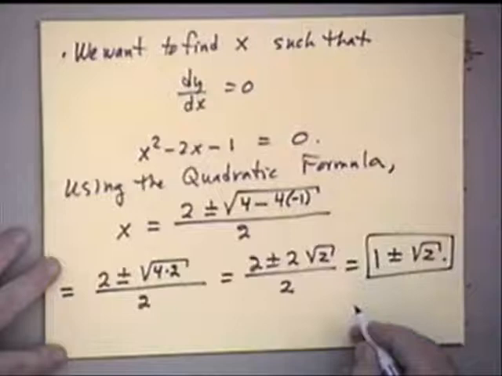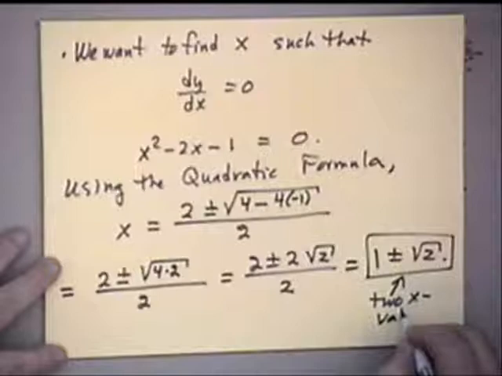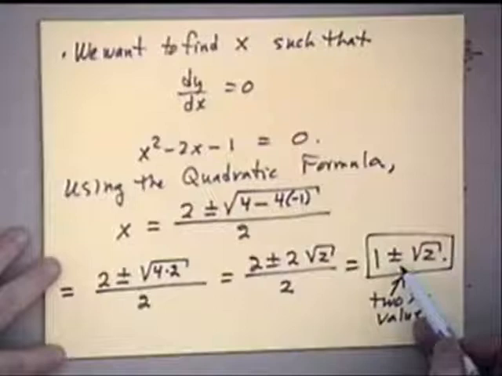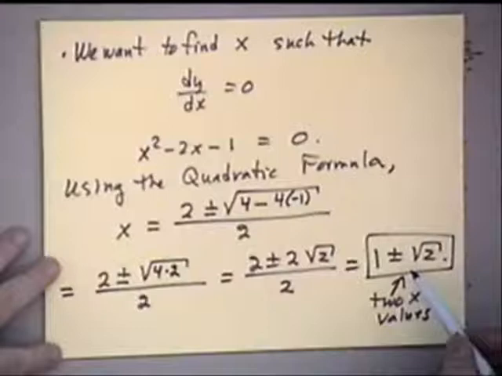So there are two x values here at which the derivative is 0, meaning at which the graph of the function will have horizontal tangents. So I found the answer to the question. It is these two x values, 1 plus square root of 2 and 1 minus square root of 2.